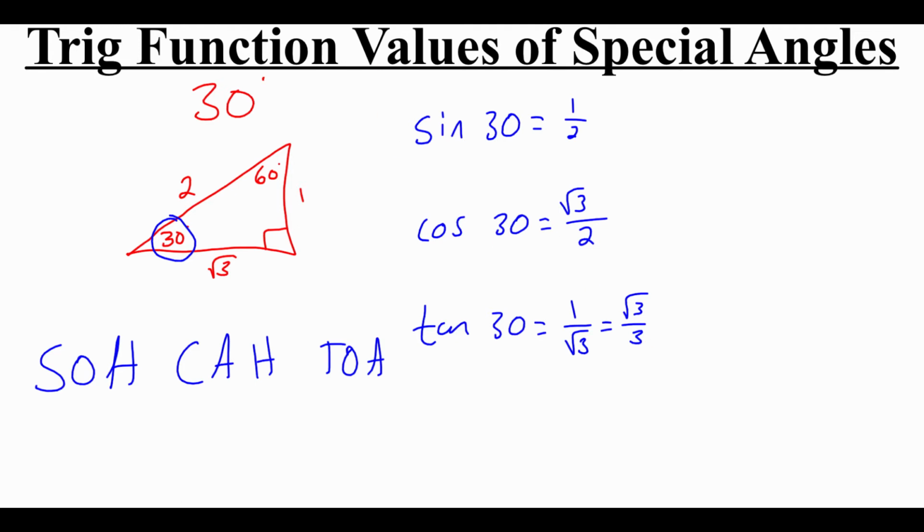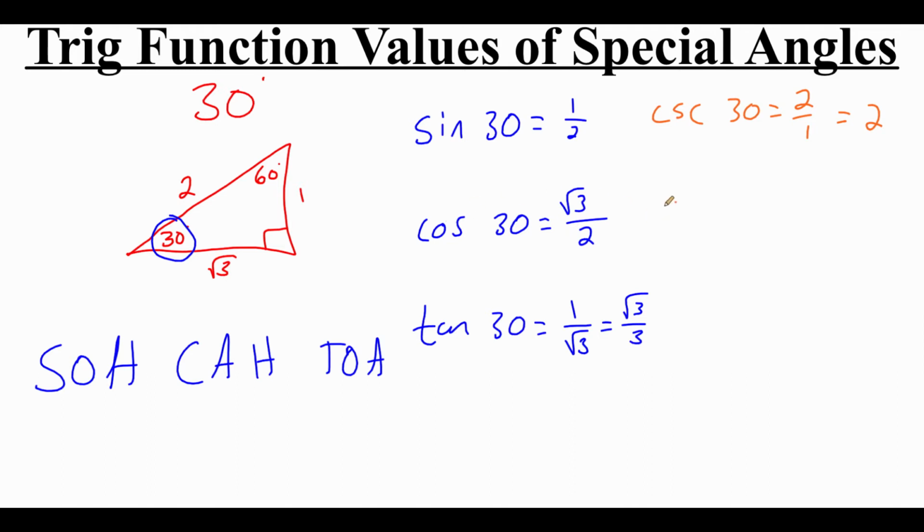Now, I said we were also going to do those reciprocal functions as well. So the reciprocal of the sine is the cosecant. So the cosecant of 30 degrees. Reciprocal means I'm flipping that fraction over. So that's 2 over 1, but that reduces down to just 2.